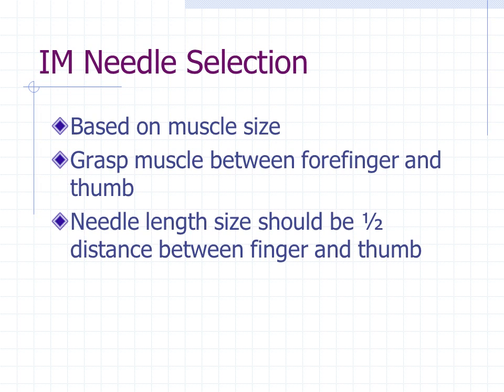If you pick up the muscle between your forefinger and your thumb, you pinch it up. Needle length should be half the distance between the thumb and the finger. That will give you an idea of the right size.